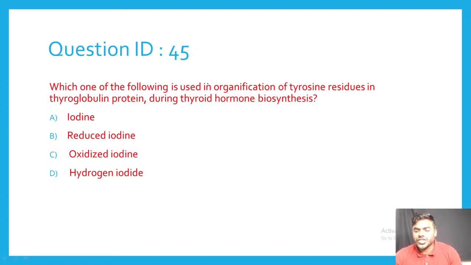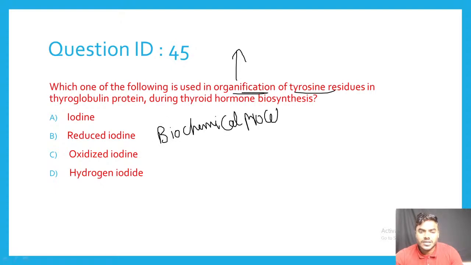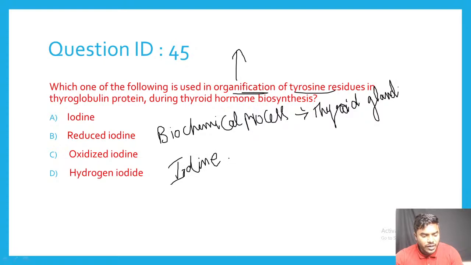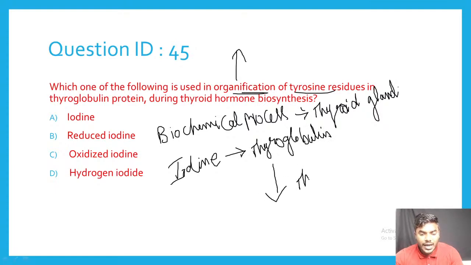Okay, okay. What is the question they asked? Which one of the following is used in the organification of the tyrosine residue in the thyroglobulin protein? First of all, what is organification? Organification is a biochemical process which happens in the thyroid gland. In this process, we will introduce the incorporation of iodine into thyroglobulin. When I introduce the iodine into the thyroglobulin, what am I going to get, friends? I am going to get the thyroid hormone. Very simple step. If I want to produce the thyroid hormone, what should I do? I have to introduce the iodine into thyroglobulin.